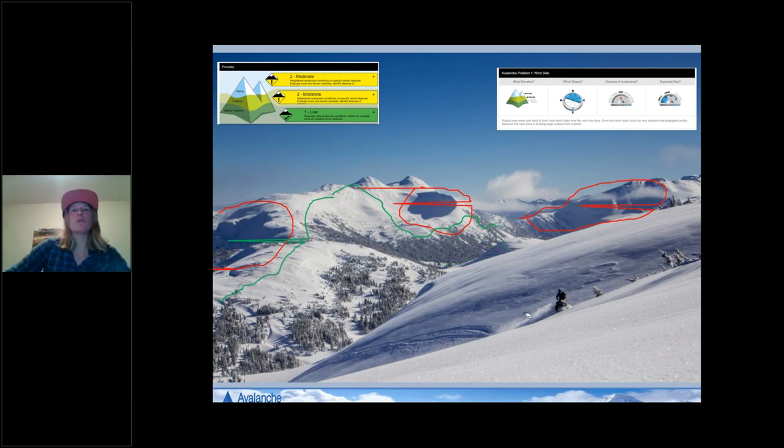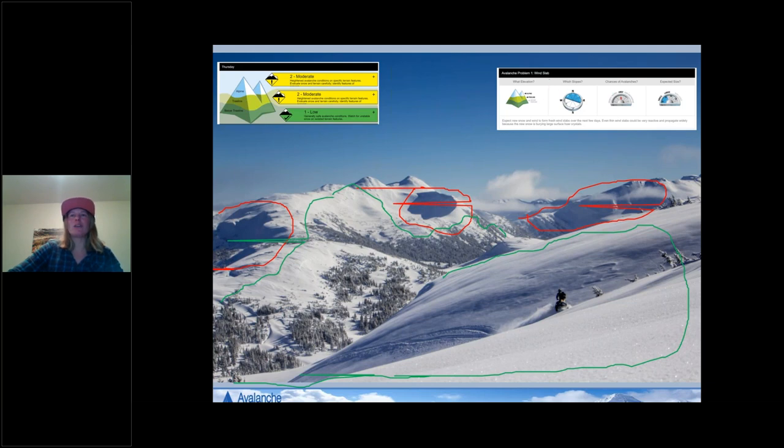If it's big enough that we would be worried about it. But look at everything that's in the foreground. Now in the foreground, we are kind of on that northeast aspect, but look at our slope angle, right? We're below 30 degrees. This is all kind of good terrain to play in with these conditions. And hopefully that's making sense to people, right?